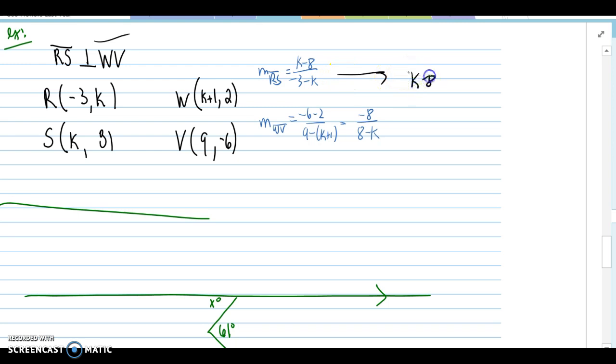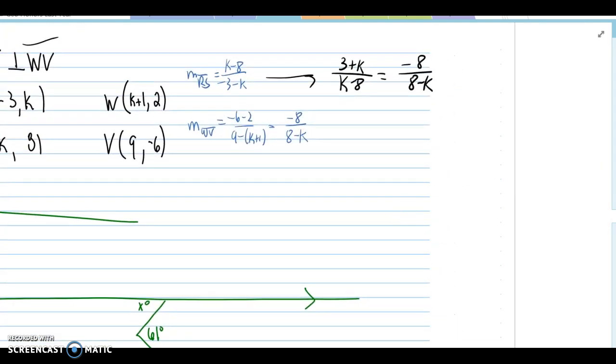The k minus 8 is going to the denominator. The -3 minus k will go up to the numerator. We'll change the signs where it becomes 3 plus k. The second one, we'll keep it exactly the way it is. -8 over 8 minus k.